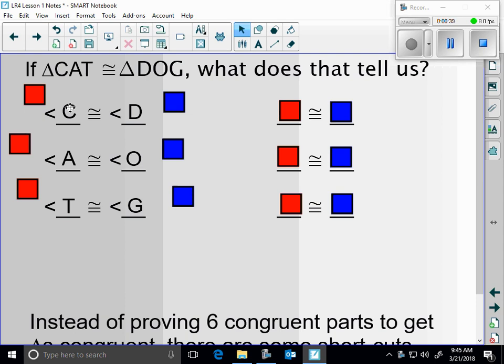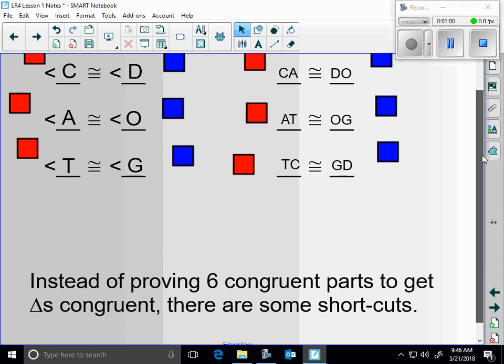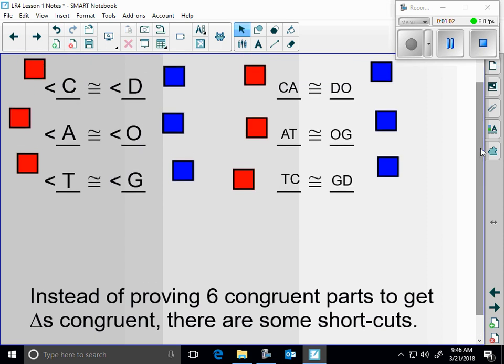Okay, what else can we say? Well, side length CA would be congruent to what? DO. Good. But OD is not. Those aren't oriented the same way. So CA is congruent to DO. How about AT? OG and TC? GD. Good. So there's 6 items. If 2 triangles are congruent, there's 6 items that we could confirm are true. 3 congruent sides, 3 congruent angles.